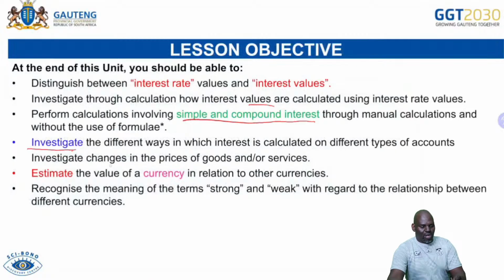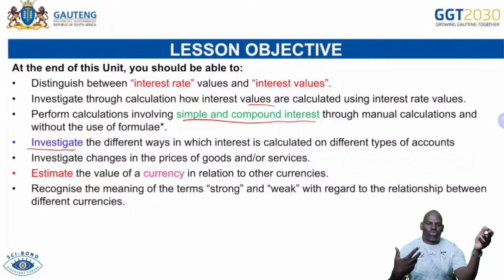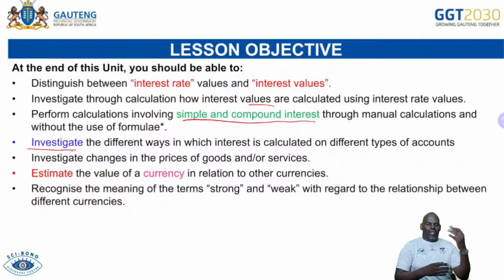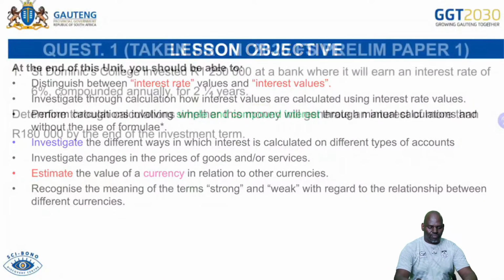You must also be able to investigate changes in the prices of goods or services. You must be able to estimate the value of a currency in relation to another currency. You must be able to recognize the meaning of the terms strong and weak with regard to the relationship between different currencies. In other words, if you are given an exchange rate and they ask you which currency is stronger than the other one, or which currency is weaker than the other one, you must be able to tell, and you must be able to give the reason why you say this currency is stronger or weaker than the other currency.